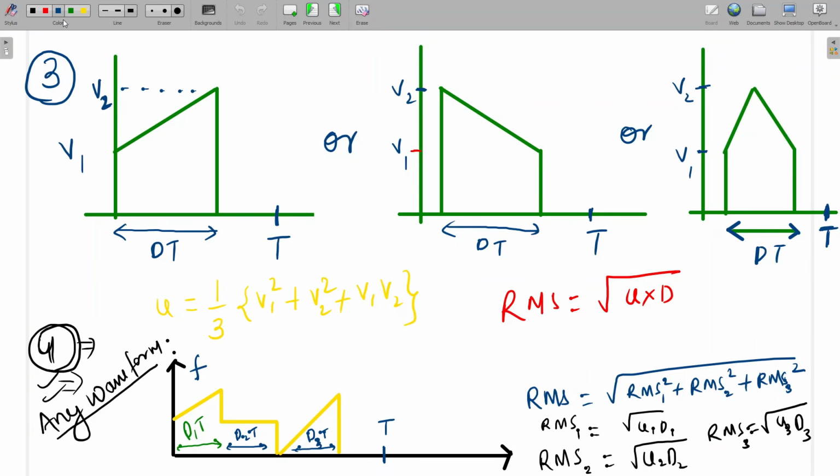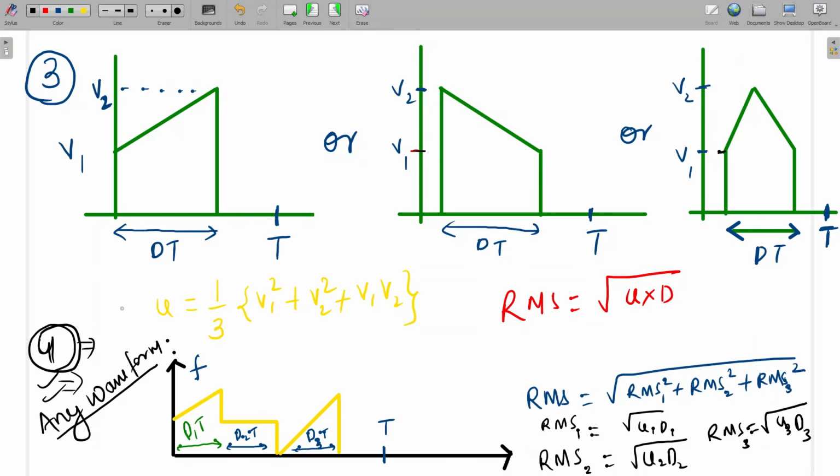Okay. So for this first signal, minimum value is V1 and maximum value is V2. It is rising from here to here and appears for dt. Similarly, the second signal, here it will be falling. So V2 and V1. Minimum is V1 and maximum is V2. This is also appearing for dt and this is rising and falling. Here also minimum will be V1 and maximum will be V2.